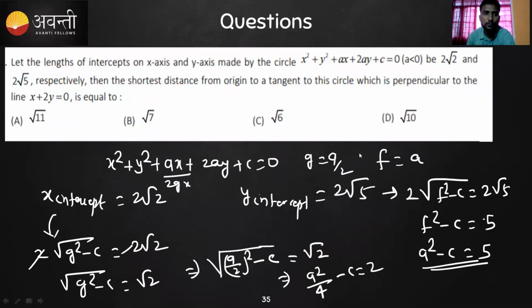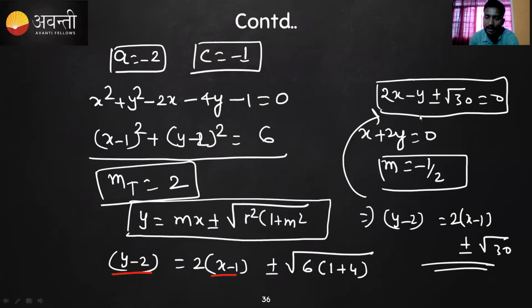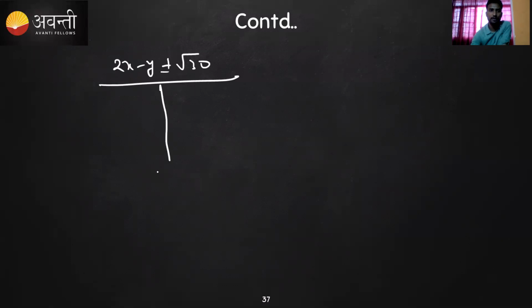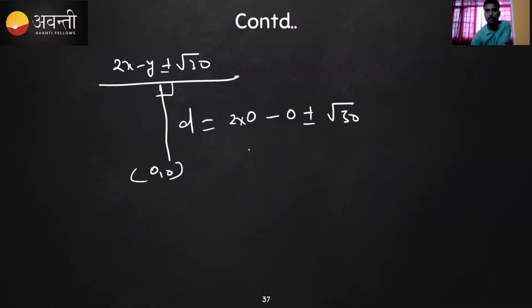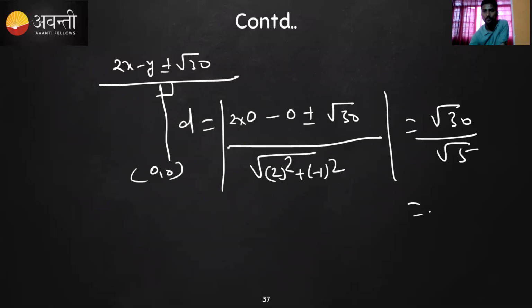Now you have to find the perpendicular distance between this tangent and the origin. So again we have to do one more thing. This line is 2x minus y plus minus root 30, and we have to find the perpendicular distance from the origin. If this is d, this is mod of 2 into 0 minus 0 plus minus root 30, divided by root of 2 square plus minus 1 whole square. So it will be root 30 over root 5. After solving this you will get root 6.